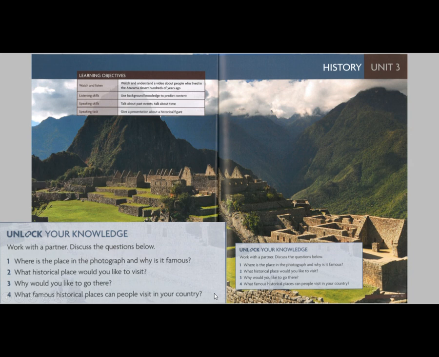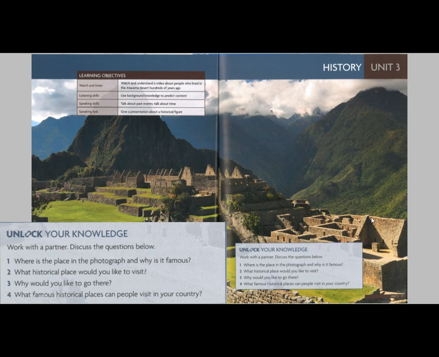Now let's do some speaking using your knowledge already. Look at question 1. It says, where is the place in the photograph and why is it famous? Look at this photograph. Have you seen this place before? Do you know where it is? Do you know why it is famous?